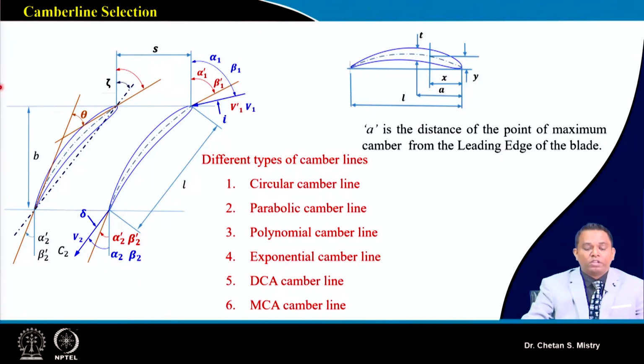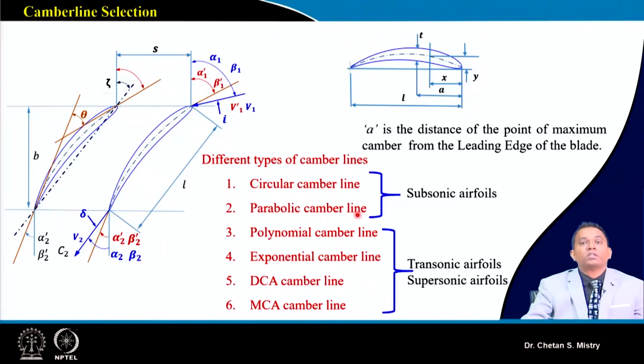If you recall, we discussed this when we covered subsonic airfoils and subsonic compressor design, where we discussed the different types of camber lines: circular arc camber line, parabolic camber line, polynomial camber line, exponential camber line, DCA camber line, MCA camber line. Circular and parabolic camber lines are mainly used for subsonic airfoils. Even double circular arc people also started using, which we have also discussed.